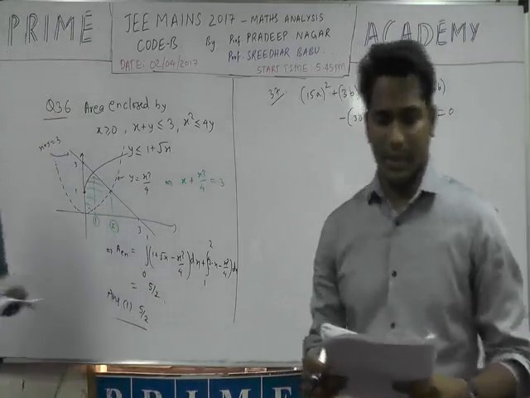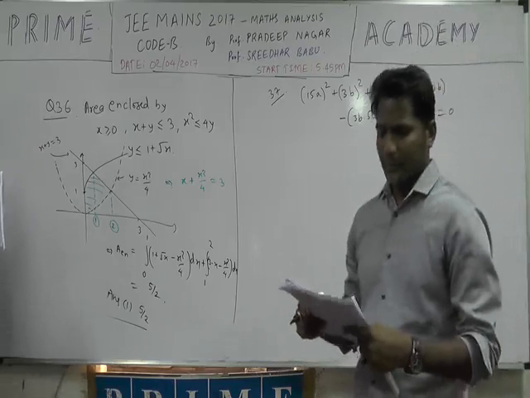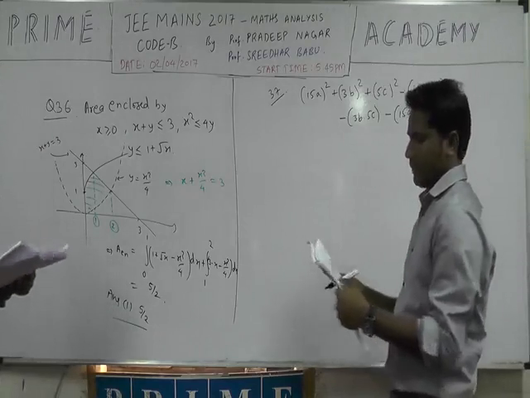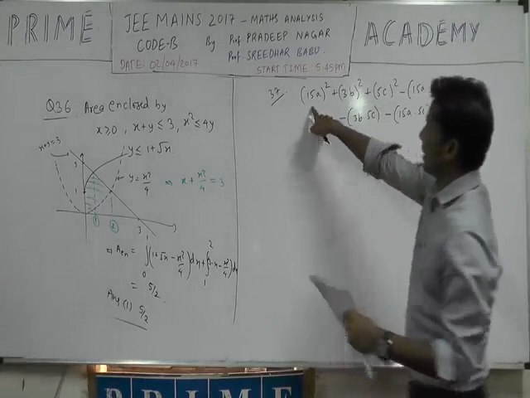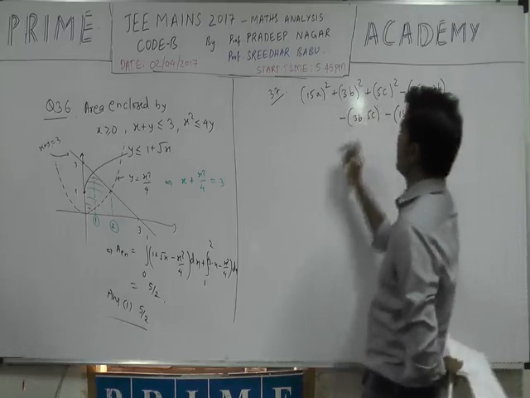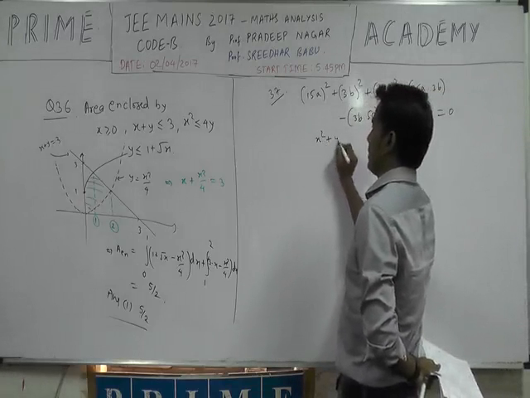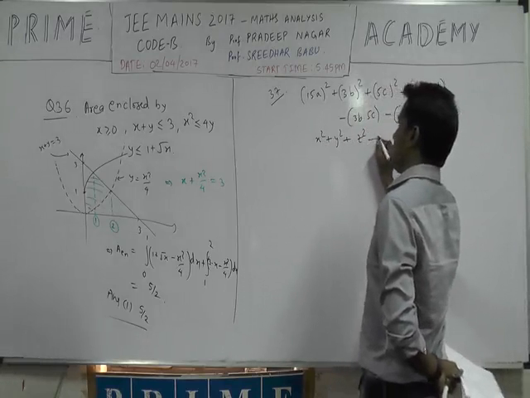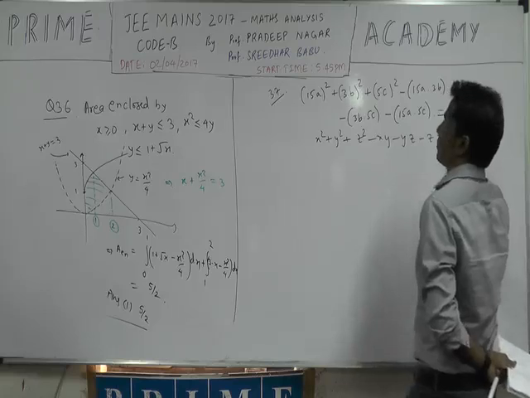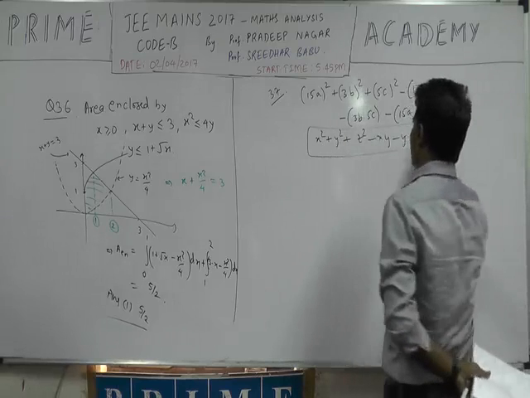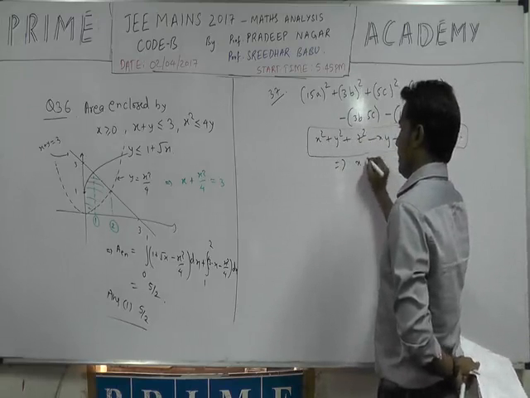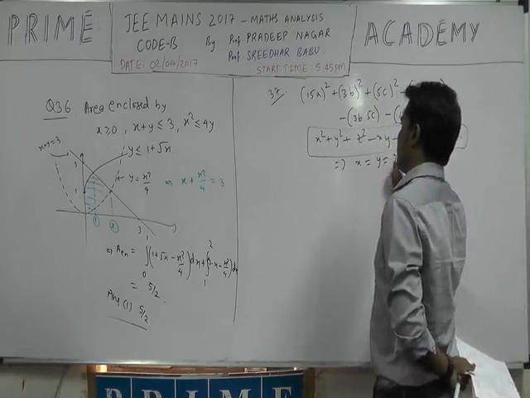Question 37. There is a very big equation given. We have to tell whether a, b, c are in AP or GP. So the given expression can be simplified as this. If you notice here, this is simply in this form: x square plus y square plus z square minus xy minus yz minus zx equal to 0. We already know that because this is a standard result. We already know that this result is valid only if x equal to y equal to z.